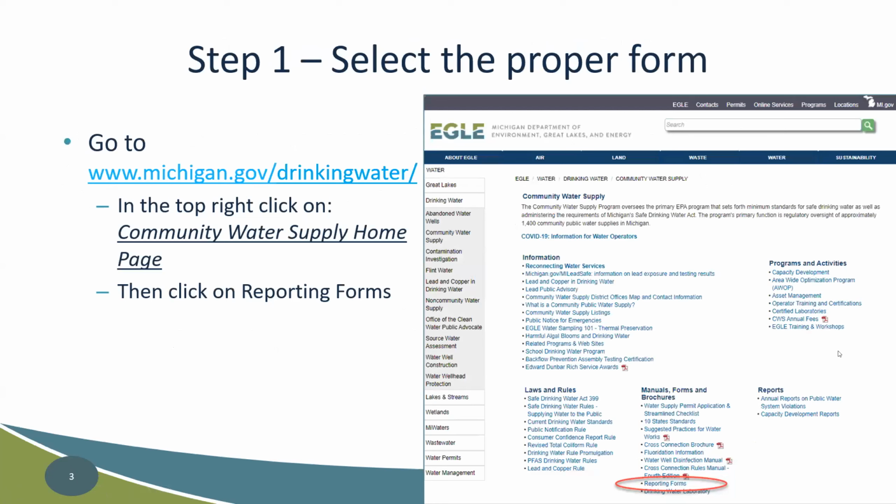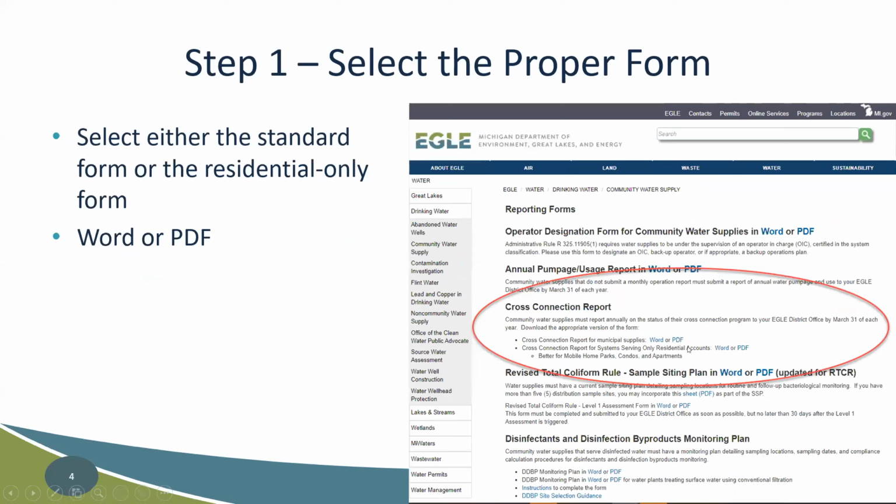So the very first thing is, where do you find these? We do have templates of the forms available. This is part of our previously mentioned community water supply website. It might have gotten a little bit of a facelift since the screenshot was taken, but we do have a link that will say reporting forms. Within that, there will be a subheader that says cross-connection reports.